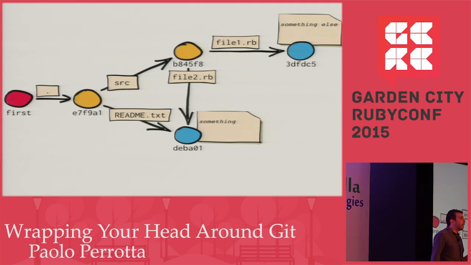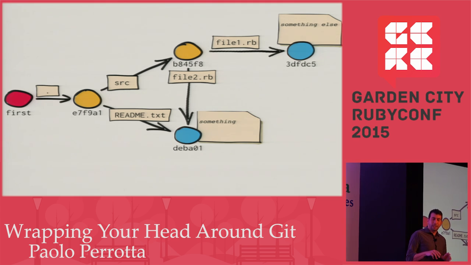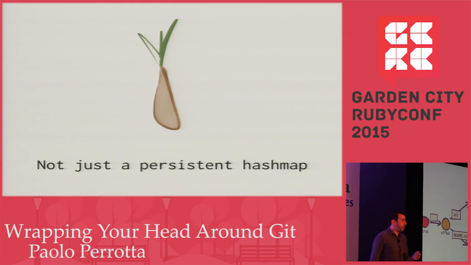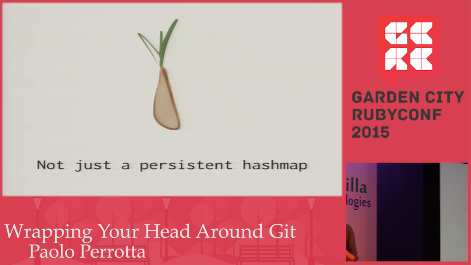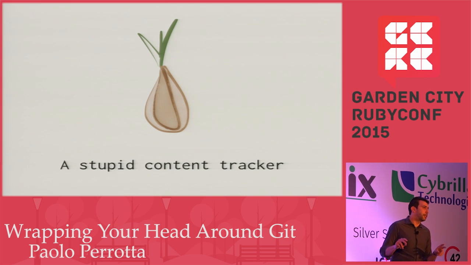It's not a versioning system yet. It's a file system. Okay, it's not what you think about when you think of file systems. You're thinking about something that is more low level, kernel level. It's talking directly to mass storage, almost directly. But if you abstract it a bit, remember, abstraction is your friend, this is kind of like a file system. Okay? So it's not just a persistent hash map. It's a stupid content tracker file system for friends.